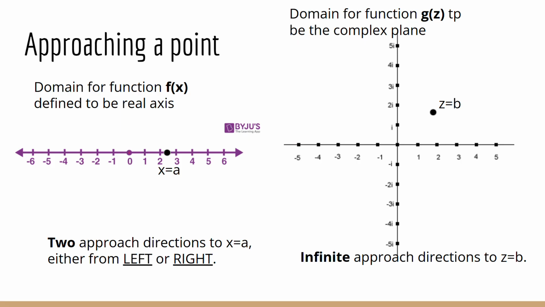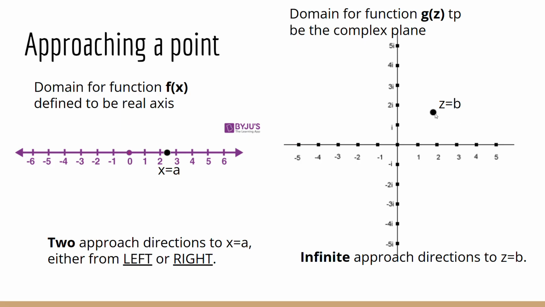Now, let's consider our real function again. If a function's domain is taking real numbers, for example, if I consider a point x equals a, essentially there's only two directions where you can approach this one. You either approach from the left or you approach from the right. There's only two directions to approach a point x equals a.